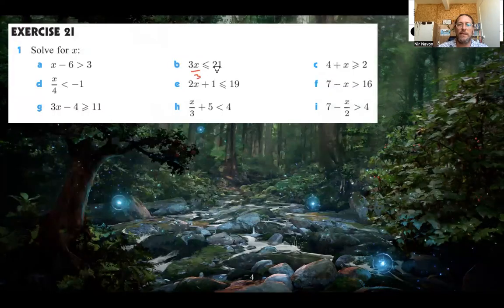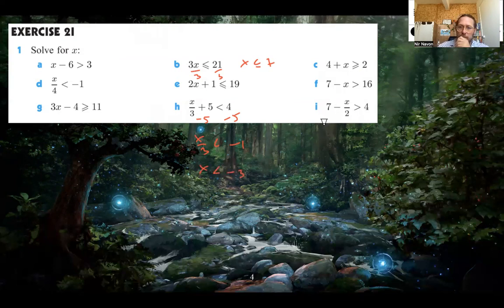Here, we can divide freely. x keeps the sign the same. x is less than or equal to 7. What happens here? Minus 5 on both sides. x over 3 less than minus 1. We multiply both sides by 3 because we want to isolate the x. Multiplying by positive 3 doesn't change the sign, so it's x less than minus 3.